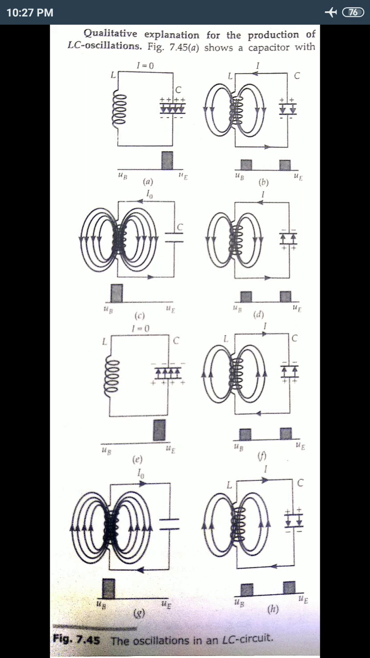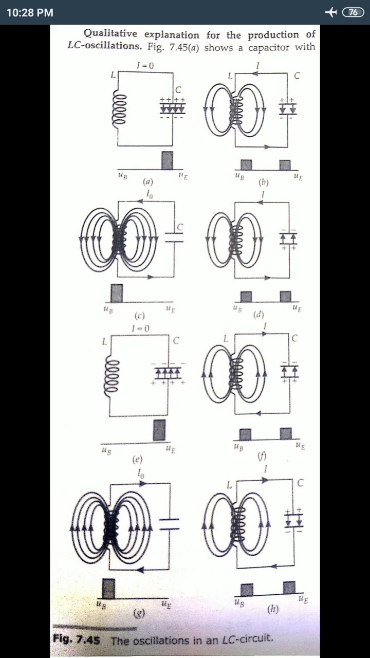Thus the entire electrostatic energy of the capacitor has been converted into magnetic field energy of the inductor. We can say that the total energy of the capacitor is converted into magnetic field energy of the inductor.